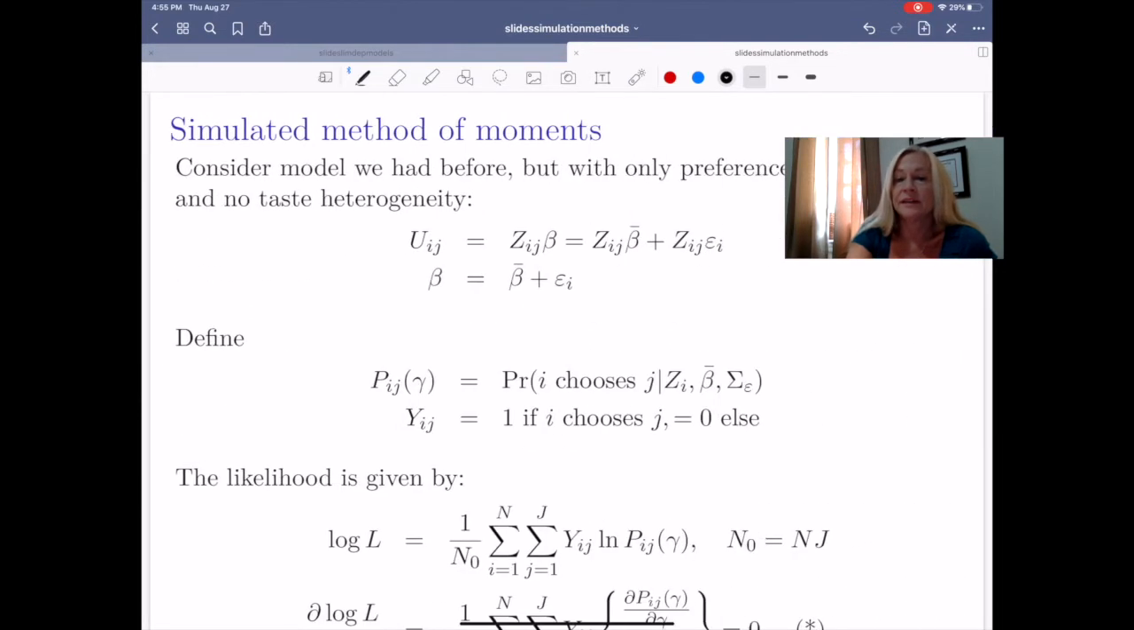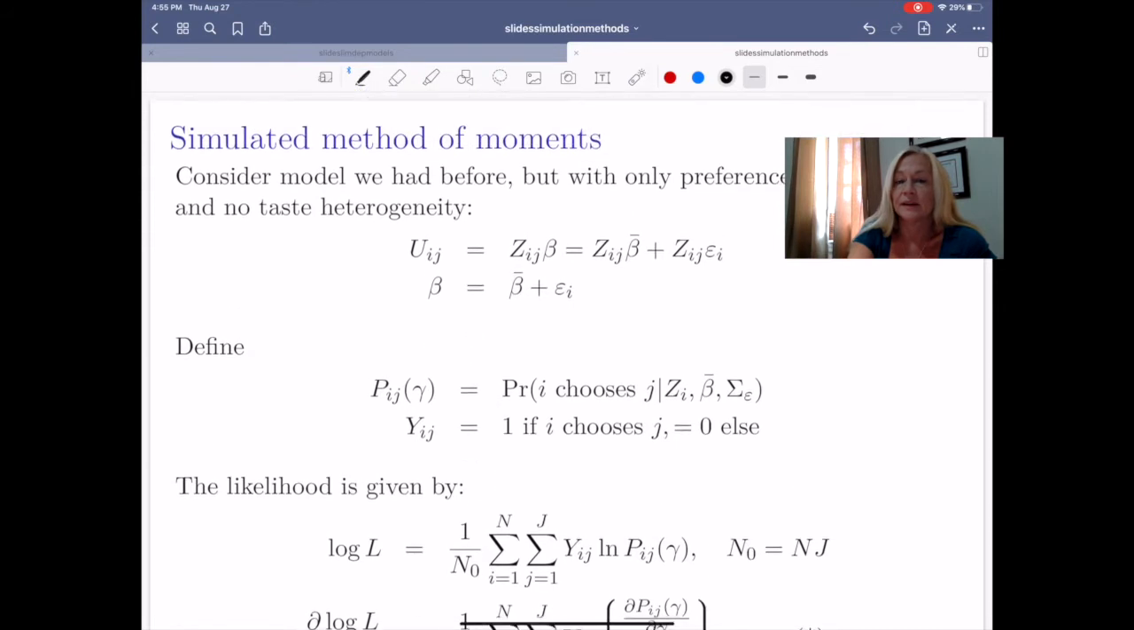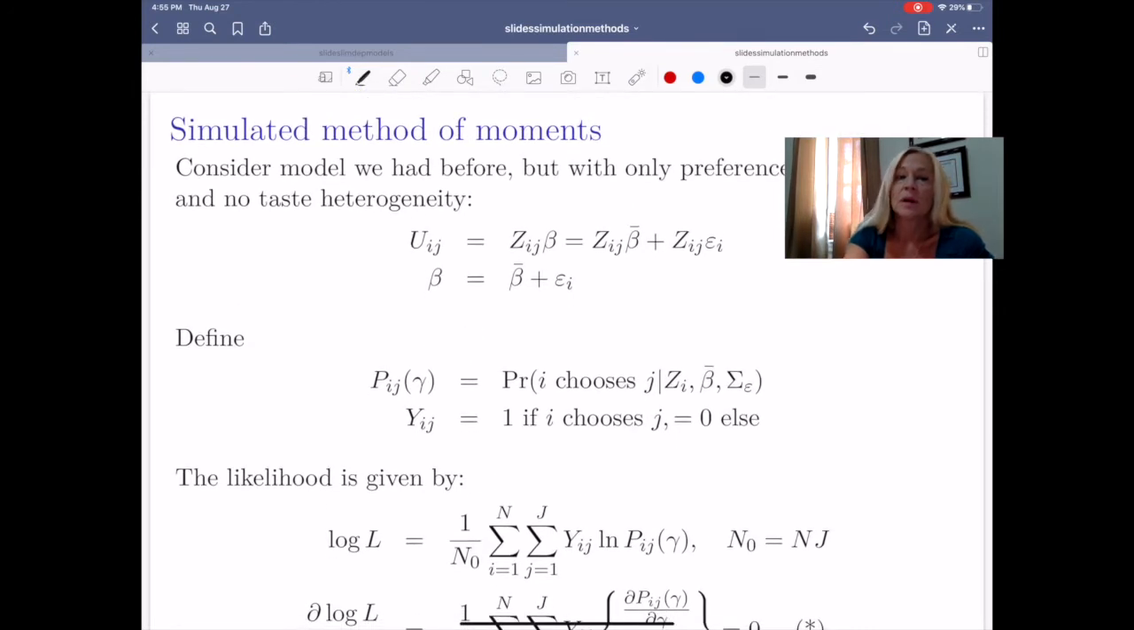Okay, so let's look at a different way of simulating the model. This is now a slightly different model, actually. In this model, beta is random, but epsilon is not random.